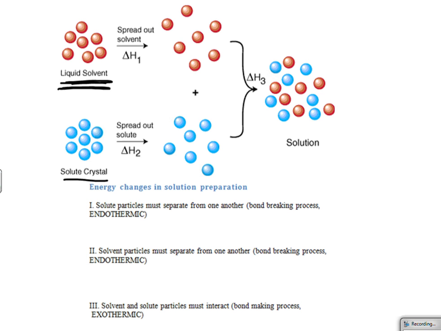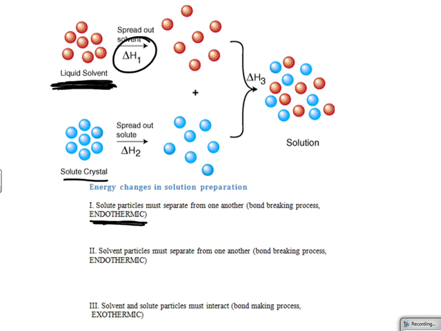So the first thing that happens, there are 3 stages in dissolving, actually. When you drop something in water, the first thing that has to happen is the solvent particles have to be spread out. That process is going to be endothermic. It requires energy to move molecules away from each other. So you're basically adding energy.